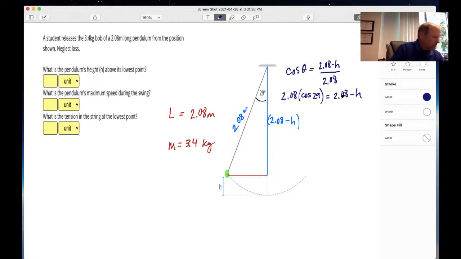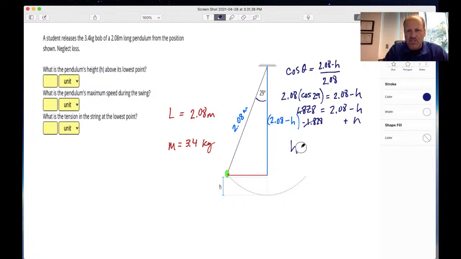So our 2.08 times cosine 29 is equal to 1.828. So 1.828 is equal to 2.08 minus H. So we're going to add H to both sides, and we're going to subtract 1.828 from both sides. So it's going to go away from this side.